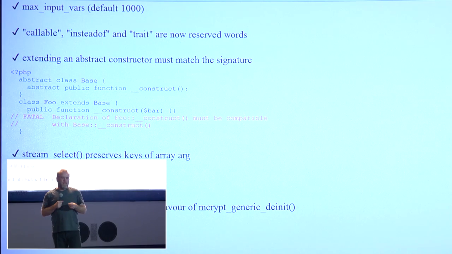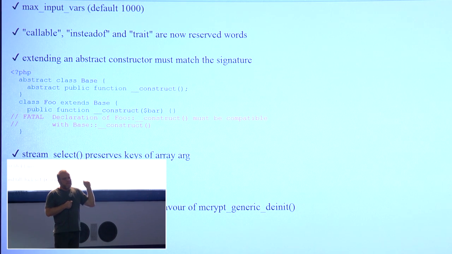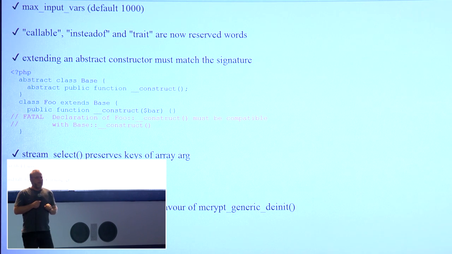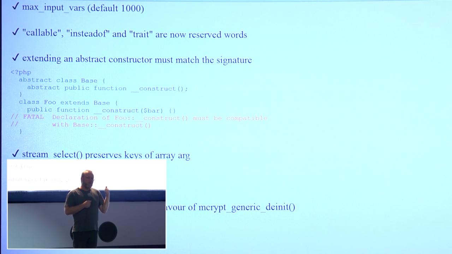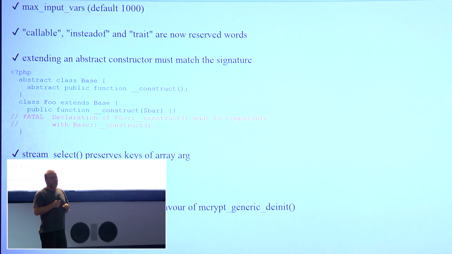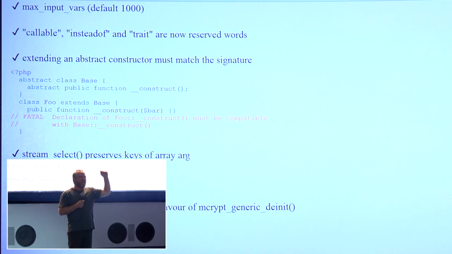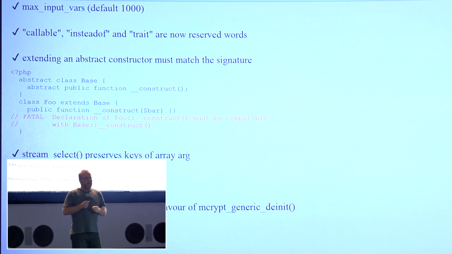There are cases with APIs, for example, PayPal's instant payment notification. If you have a big shopping cart, the instant payment notification, when they pay, can end up sending more than 1,000 fields. So if you have something like that with lots and lots of fields and it doesn't work when you upgrade to 5.4, this is probably the thing you need to tweak a little bit and raise it. We thought 1,000 was way higher than anybody would need, but we hadn't thought of things like PayPal being creative.